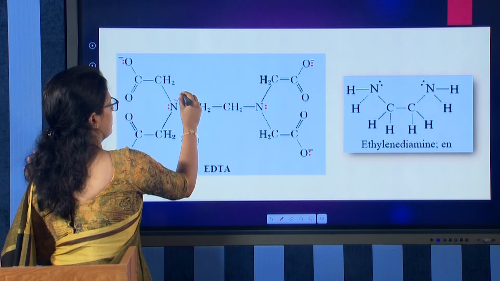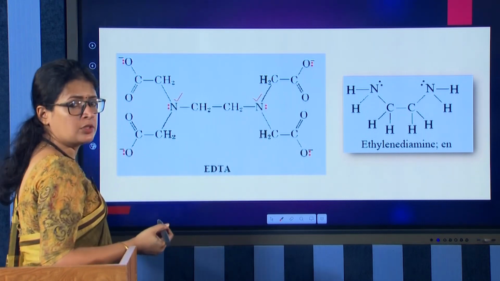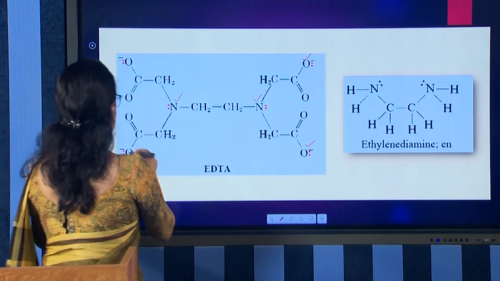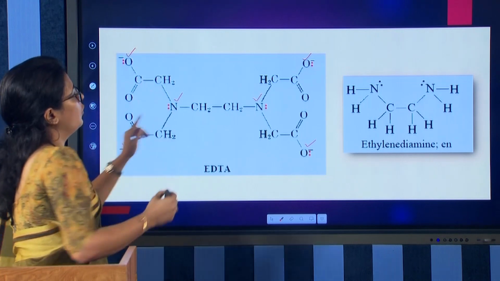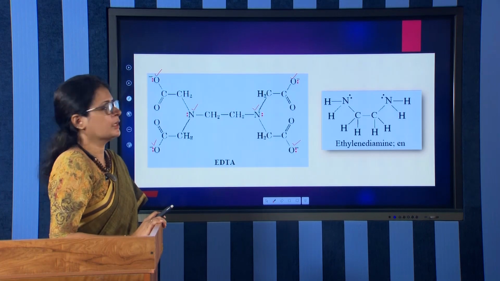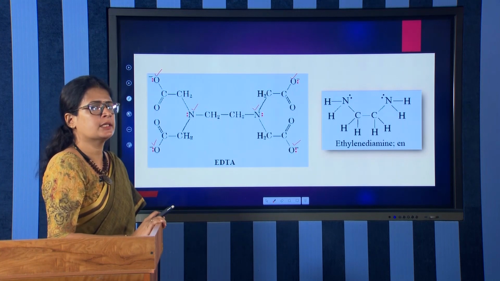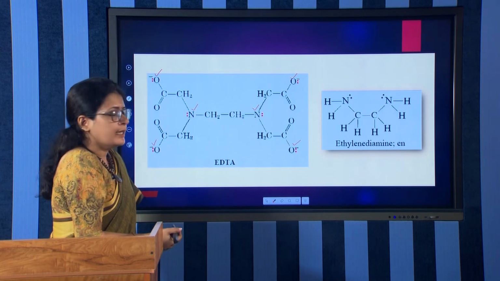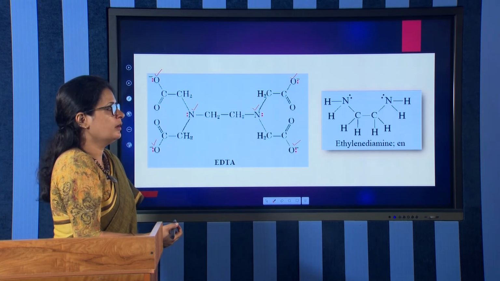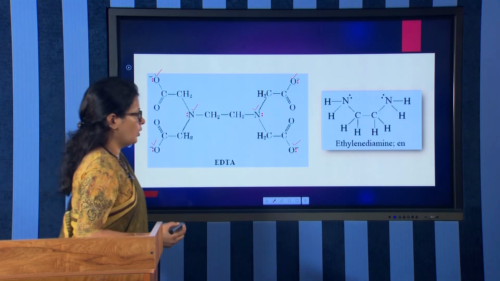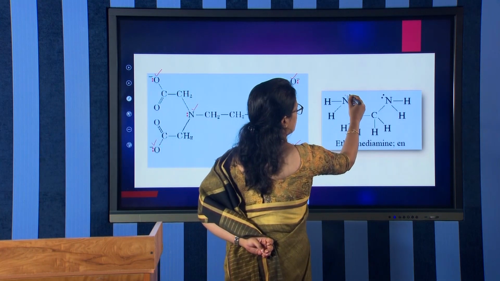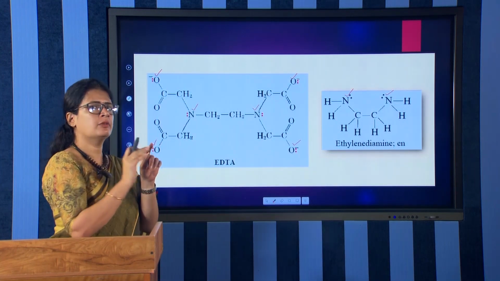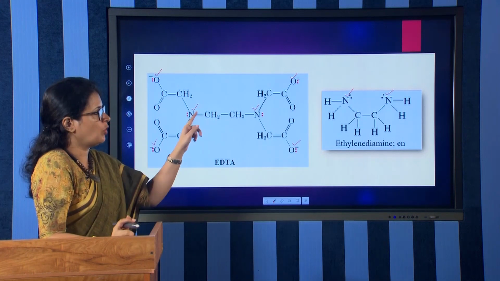You have 2 nitrogen atoms, right? 1, 2, 2 nitrogen atoms and 4 oxygen atoms, 1, 2, 3 and 4. So, 4 plus 2, 6 donor atoms are there in ethylene diamine tetraacetic acid. Thus, it will be forming a ring structure. And the second example is ethylene diamine. It can be denoted as en. How many donor atoms are there in en? There are 2 donor atoms, that is 2 nitrogen atoms.